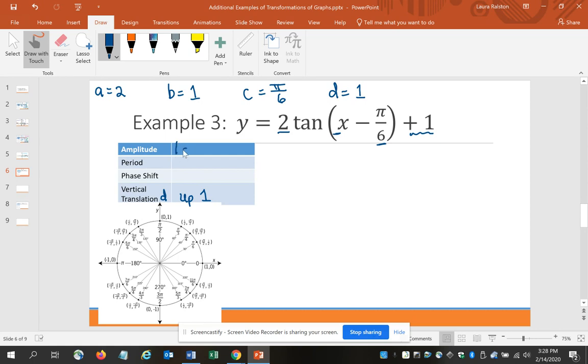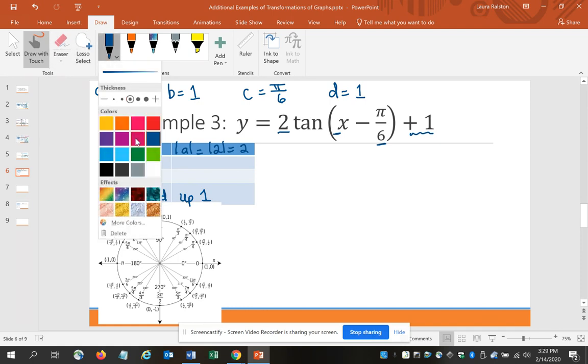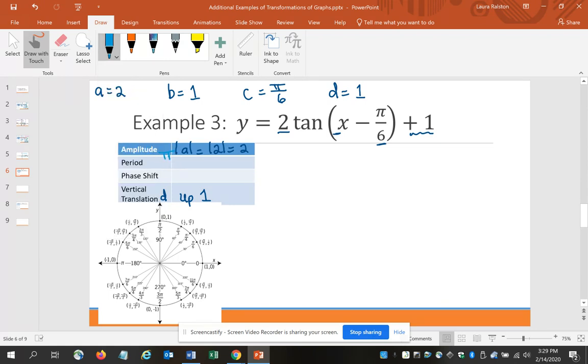We still find the amplitude as the absolute value of A. So the absolute value of 2 is 2. Here's where you have the change. The formula for calculating the period for the tangent is pi over b. So I'm going to have pi divided by 1, which in this case is pi. I don't really have a period change here.